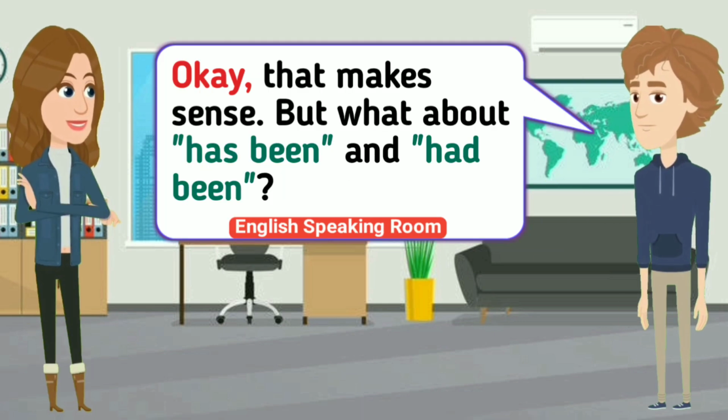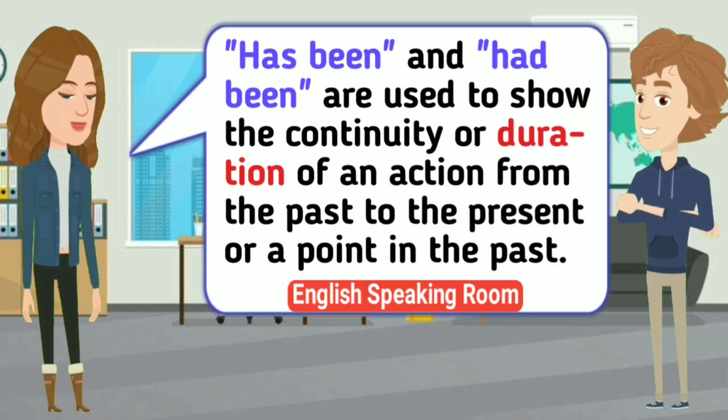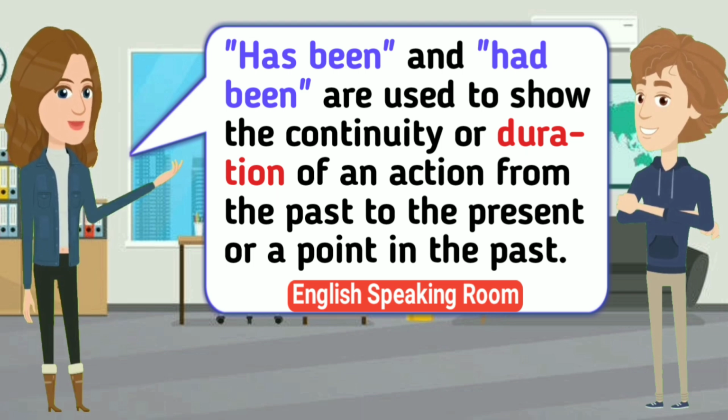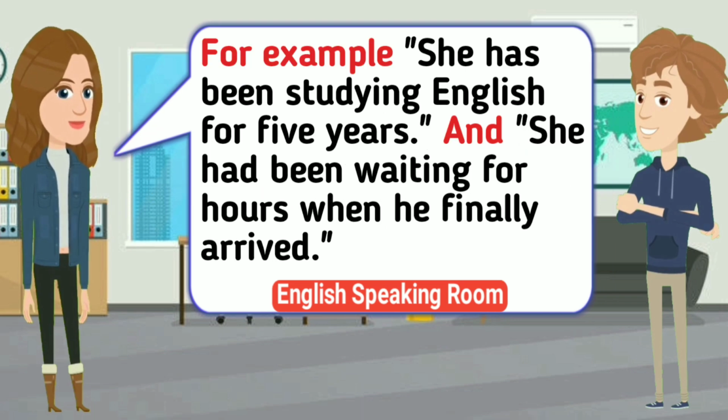Okay, that makes sense. But what about has been and had been? Has been and had been are used to show the continuity or duration of an action from the past to the present or a point in the past. For example, she has been studying English for 5 years. And she had been waiting for hours when he finally arrived.